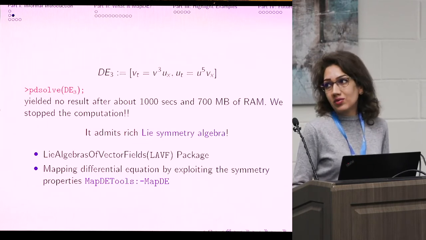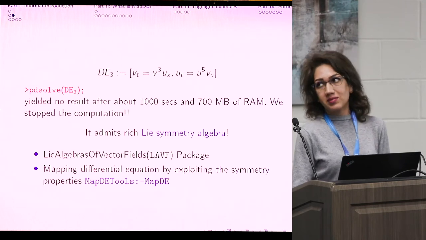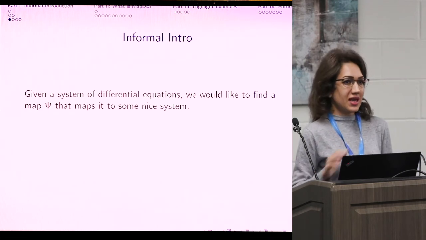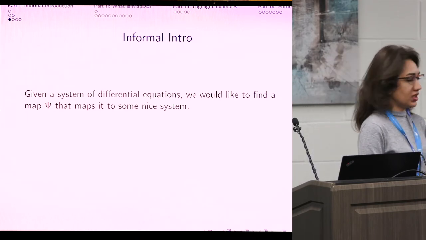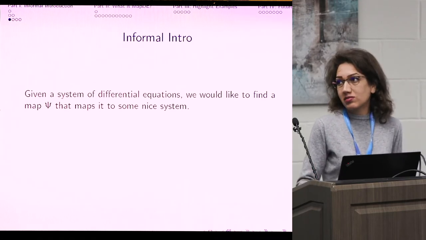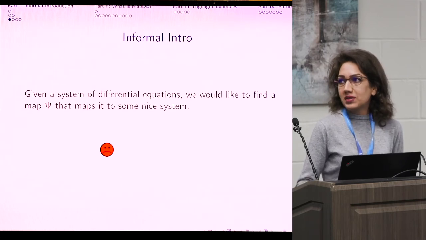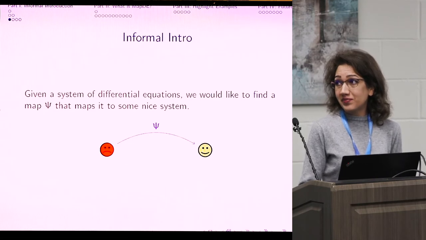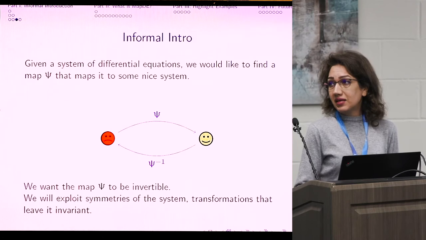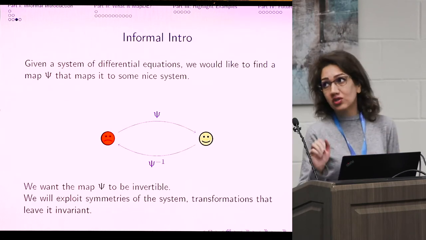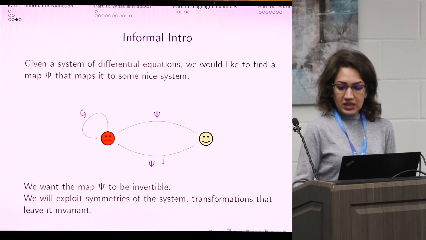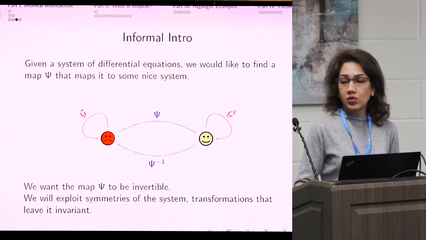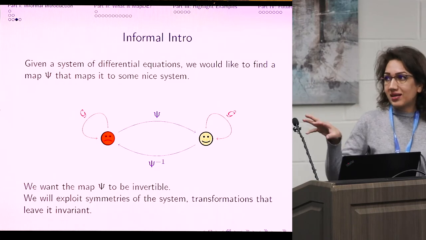Now it's time to talk about what the Mohammadi algorithm is. At first, I will talk about it in an informal way. What's the goal? We would like to find a mapping that maps a nasty differential equation arising from an application to a nicer differential equation. Suppose we have the nasty differential equation, and we aim to map it to a nicer one. We would like this map to be invertible, just by exploiting the symmetry. Our goal is to map a nonlinear differential equation to a linear equation. We know the symmetry transforms the nasty differential equation to itself, and of course, by isomorphism, the linear one, the nice one, to itself.